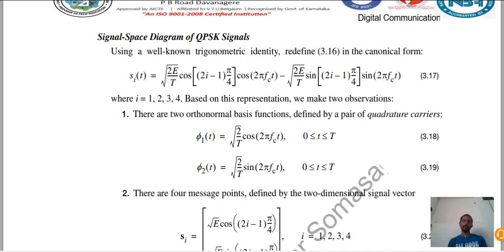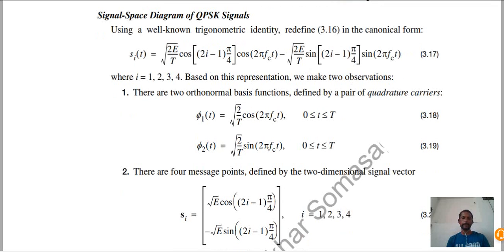So these are differed by 90 degrees, which is called quadrature phase shift keying, so it is called the quadrature. One is the in-phase and another is the quadrature phase, so each has a 90 degree phase difference, so these are called the quadrature carrier.